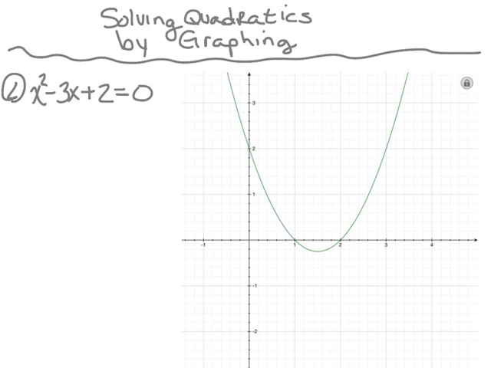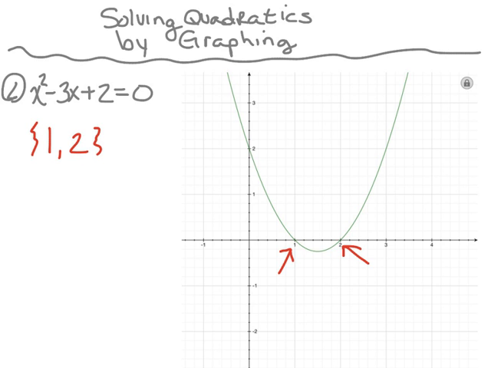And because I'm looking for the solutions to this quadratic, I'm looking for the x-intercepts on my graph here. As you can see, we do have two x-intercepts, which means we have two solutions. One of those x-intercepts or solutions would be a positive 1, and the other x-intercept would be at positive 2. Therefore, my two solutions to this quadratic are 1 and 2.